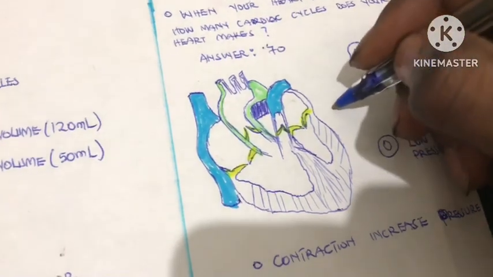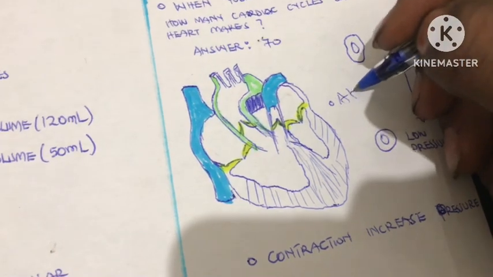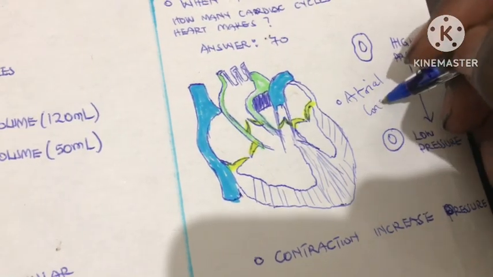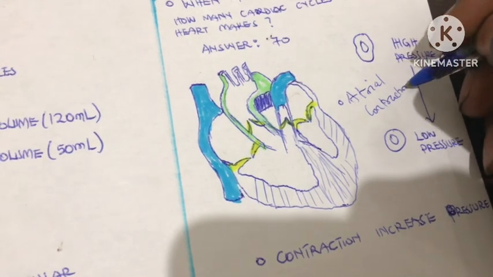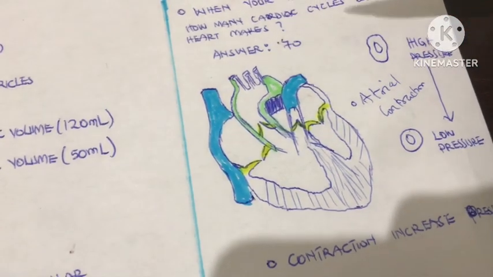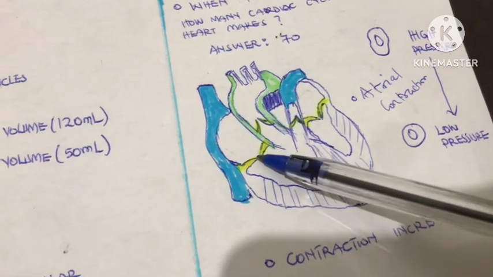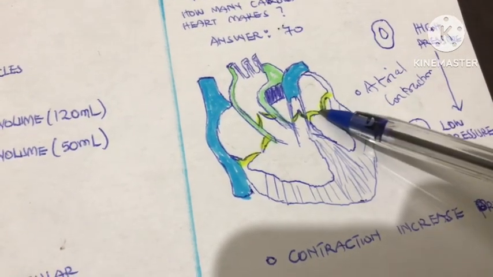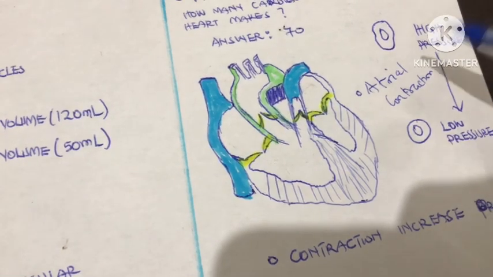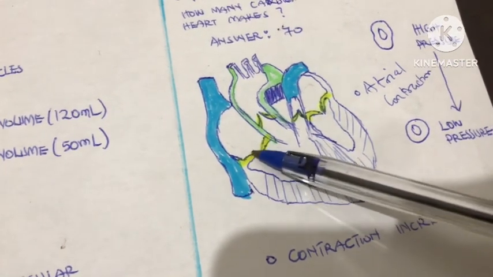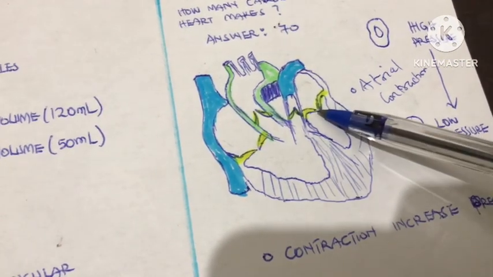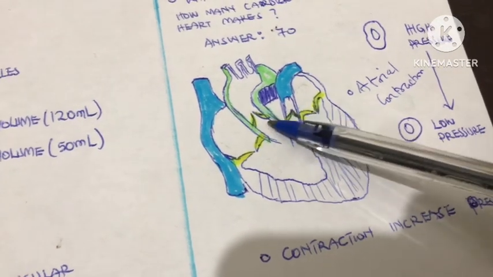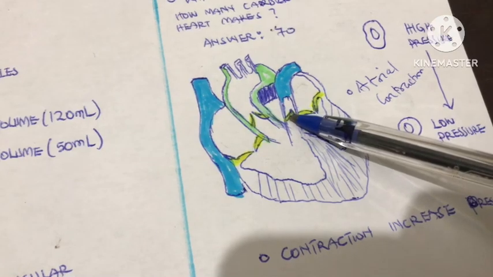It starts with atrial contraction. And during atrial contraction, the tricuspid and bicuspid valves open, whilst the aortic valve and pulmonary valve are closed.